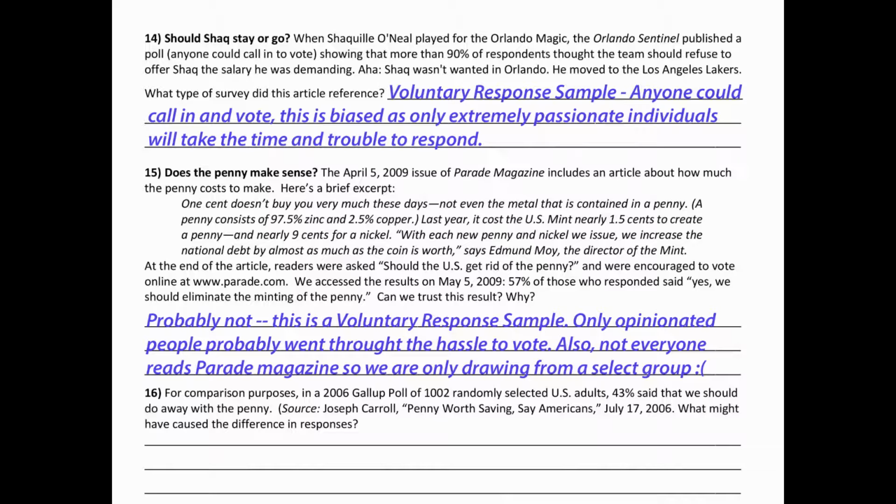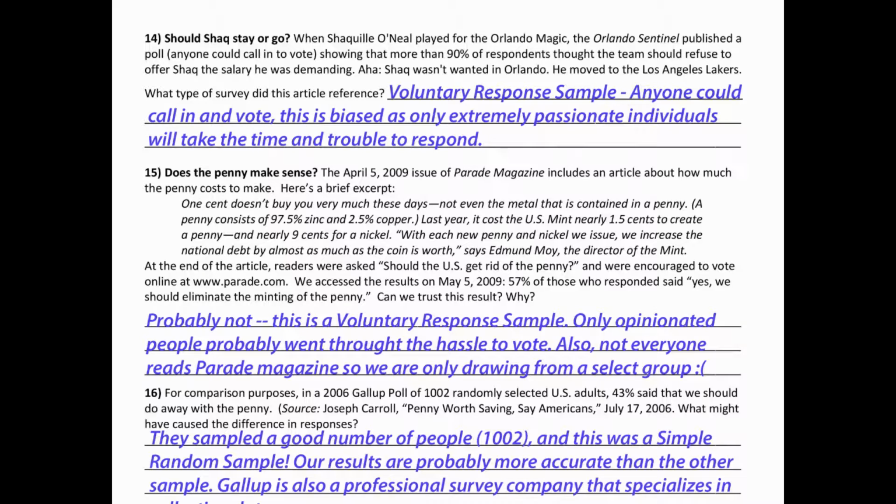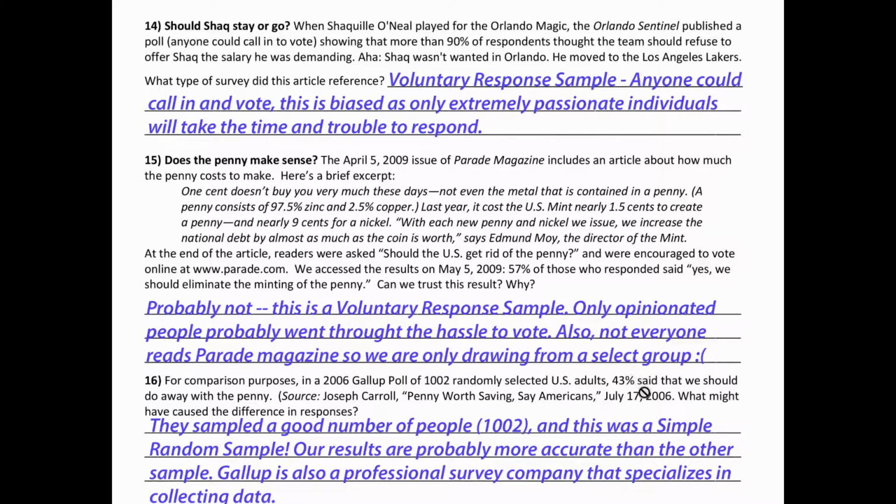Now, at the bottom it says, in 2006, Gallup ran a poll of 1,002 individuals who were selected randomly, so U.S. adults. 43% of them said that we should do away with the penny. Now, what might have caused the differences in those results? Well, a couple things that they did well. They sampled an appropriate number of people. So 1,002 is kind of in that great range of asking enough people to get good quality, accurate results.